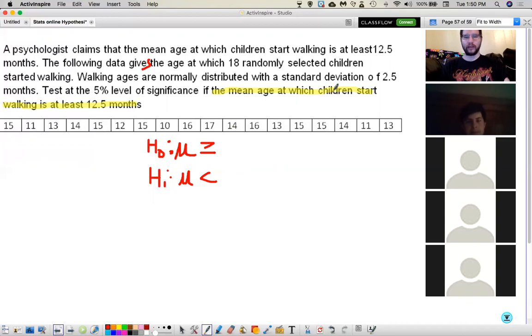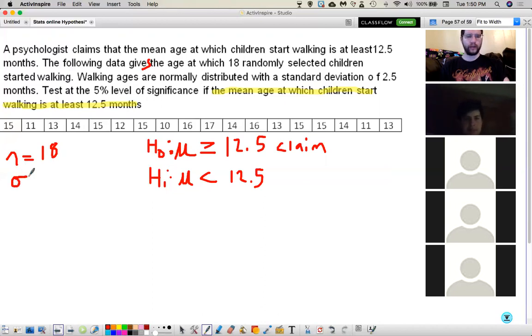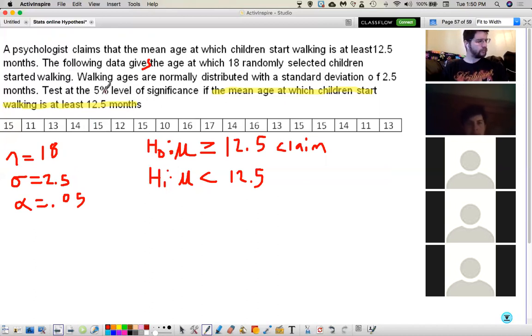It doesn't matter where the claim is. It only matters what your alternative hypothesis is as far as your tail goes. Now let's write down our information. N is 18. We don't know X bar, but we do know sigma is 2.5. Alpha is 0.05. It's 5%, convert that percent to a decimal.